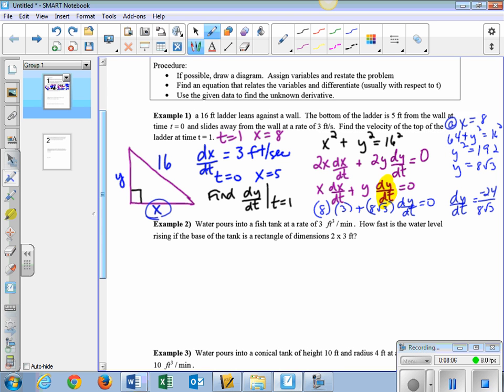And again, you do not have to rationalize, but we do need to put in our units. And our units would be feet per second. And I don't have any room to put that in there. So there's my units. Let's insert that there.